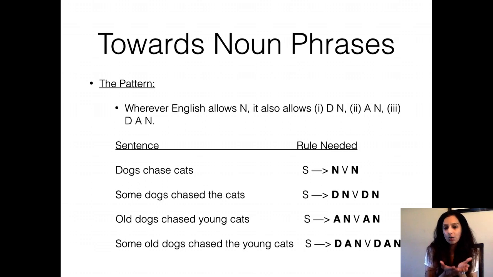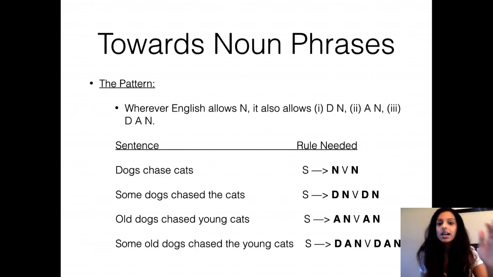The pattern is that whenever you have a noun, the sentence also allows a determiner with a noun, an adjective and a noun, and a determiner, adjective, noun. So just a noun, as in the first sentence, you just have cats in the object position. But you can also have the cats, or some dogs, where you have a determiner and a noun combining together. And then you have an adjective and a noun, so old dogs, young cats, etc. And then you have determiner, adjective, and noun, like some old dogs, etc.